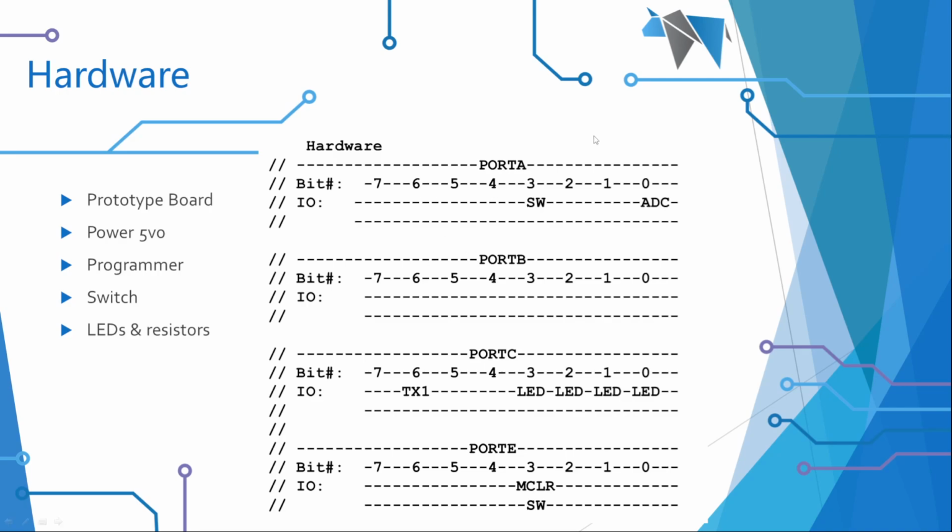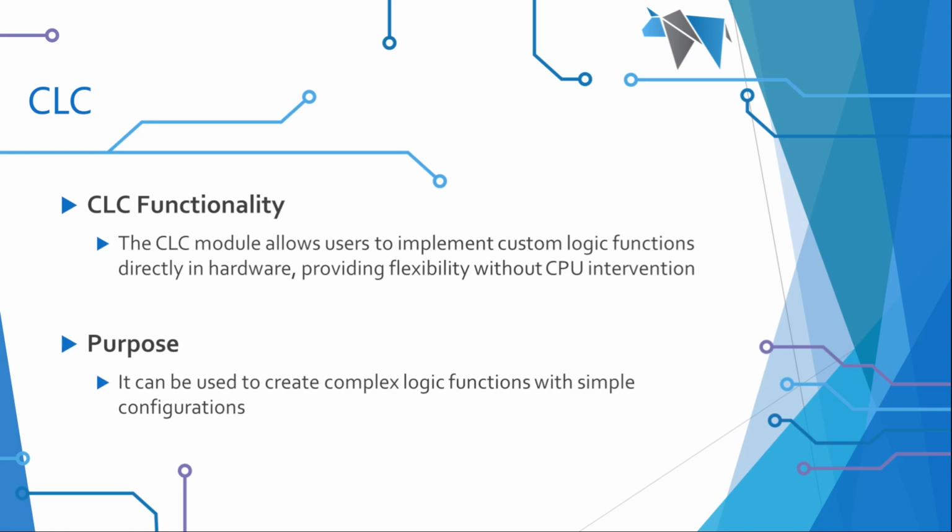In terms of what we're actually going to be using, we're going to push a button on port A3, and these LEDs will come on with no program logic. There is no program running at the time, but the CLC will activate the LEDs. Because the configurable logic cell allows you to implement custom logic functions within the hardware without any CPU intervention. It's as simple as that. You can make some very complicated things very, very simple.